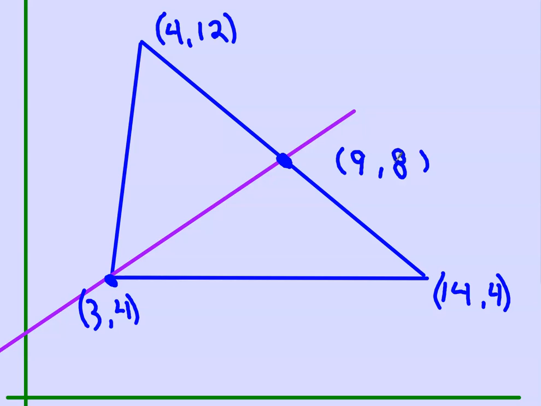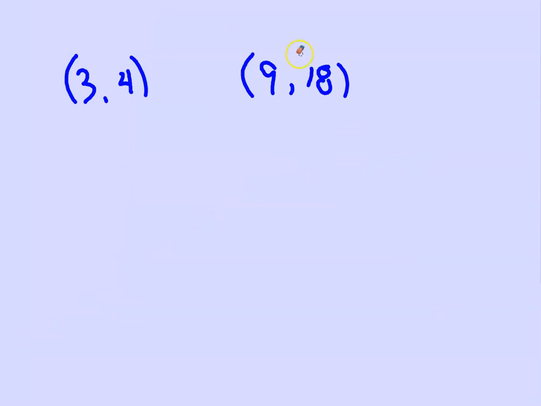Now our job is to find the equation of a line that goes through 3, 4, and 9, 8. And we're going to do that over here on the next page. I've got that written wrong. That's 9, 8, not 18.